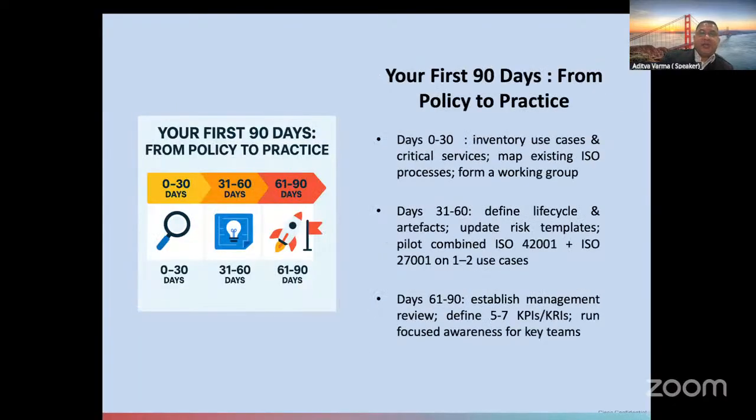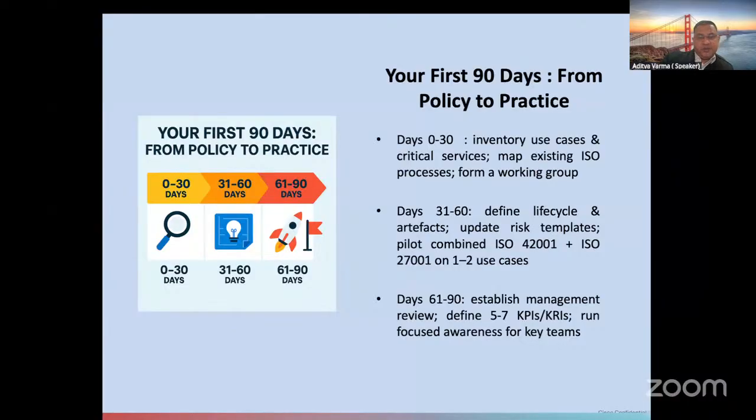So as I had told you initially when we started, let's try to make a 90-day program, because I told you from policy to practice. You'll hear a lot on policy, but the larger challenge is to understand how any of these ISO standards that we're talking about will actually get implemented. So I want to leave you with a practical 90-day roadmap.